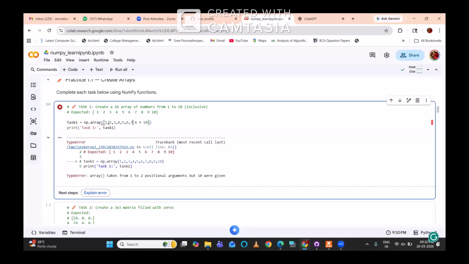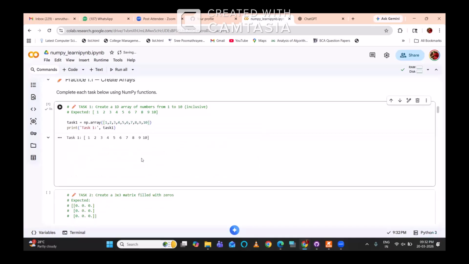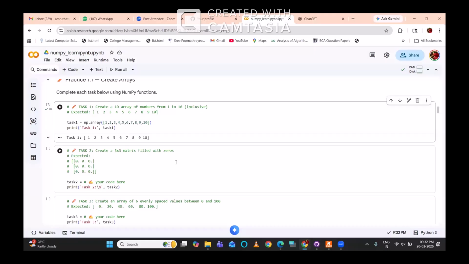Is anyone else doing it in another way? Sir, can you do it with np.arange of 1 comma 11? Exactly. Yes, exactly. We can do that with np.arange. That is the simplest way, 1 comma 11, with lower limit and upper limit. Amrita, you can actually comment that line, that is task 1 is equal to, put the comment hash at the front.